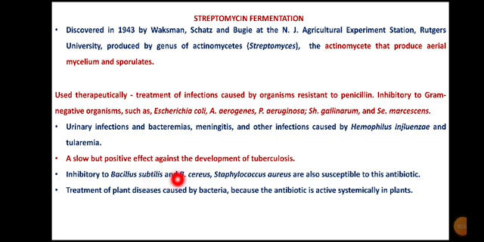It is useful not only in the treatment of infections in animals, but it is also used in plant pathology for the control of plant diseases caused by bacteria. For example, oily spot disease in pomegranates, caused by Xanthomonas axonopodis. So for the treatment of that disease, streptomycin is also used.